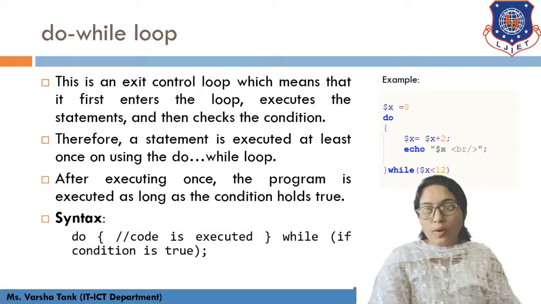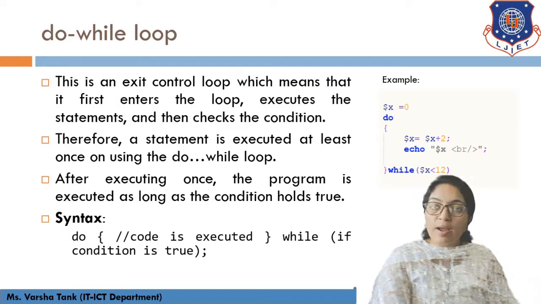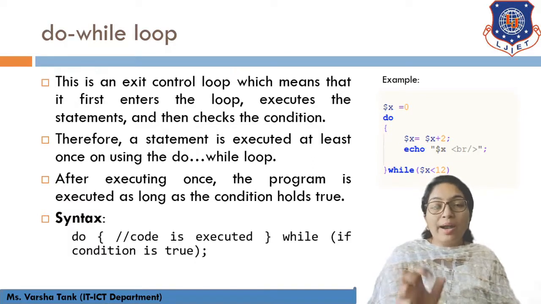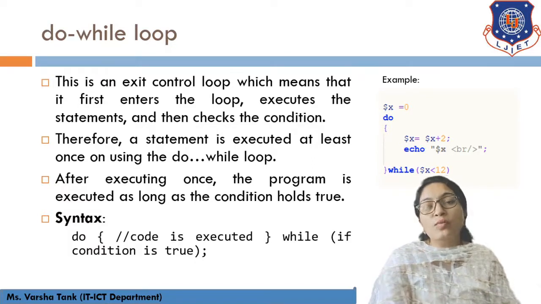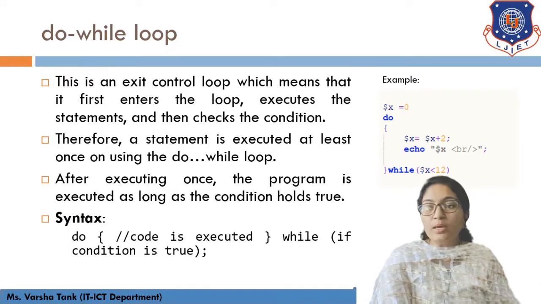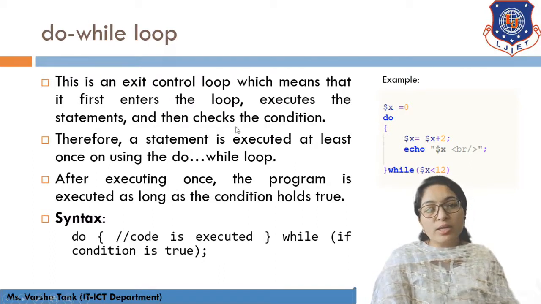Okay, do while loop. This is an exit control loop. For loop and while loop are entry control loops, whereas do while loop is an exit control loop. That means at least once the do while loop will be executed. Here, it first enters the loop and executes the statement and then checks the condition. Therefore, a statement is executed at least once using the do while loop.